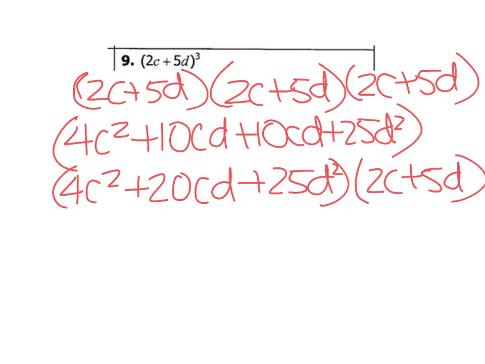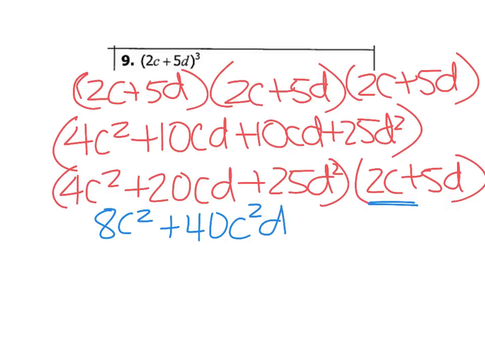All right. Now what we want to do is we want to distribute this out. So we want to do 2c times every term in the first one. And when we do that, we get 2c times 4c squared gives us 8c to the third. Then 2c times 20cd gives us plus 40c squared d. Then we get 50cd squared.